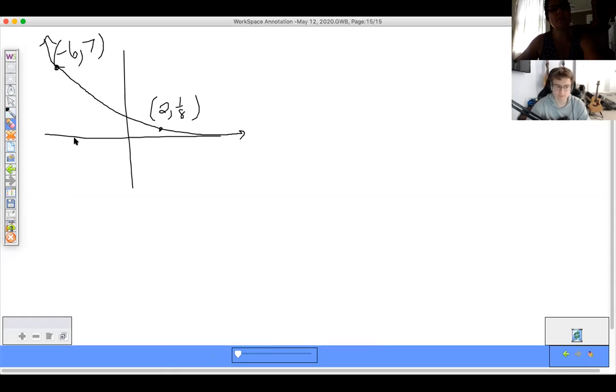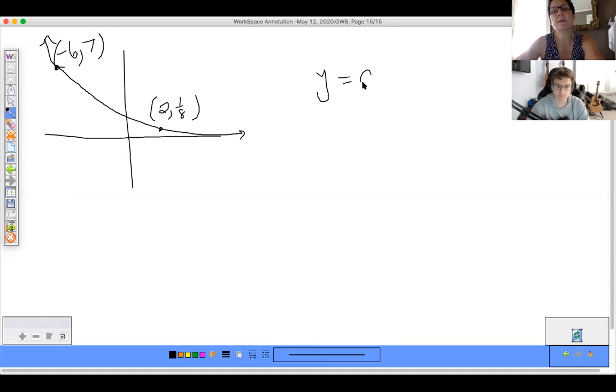I already know that if I'm going to be using y equals ab to the x power, I have to find out what a is and I have to find out what b is, right? The problem is that right now, these are both different x's and y's, so they're going to create two different equations. If I plug in x and y, -6 and 7 respectively, I would have 7 is equal to ab to the -6th power.